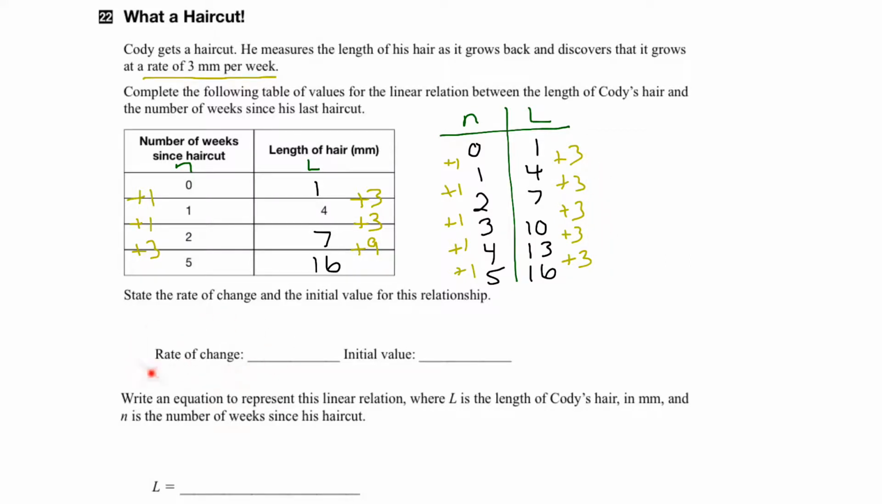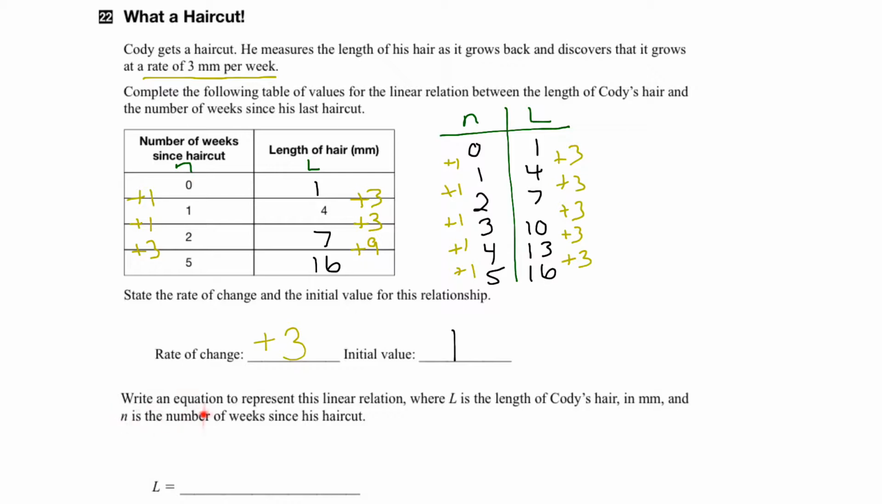So we know the rate of change. The rate of change is 3 millimeters per week. So we can write the rate of change is plus 3. Next, we have to determine the initial value. That initial value will be where we started. So right after the haircut, the height of the hair was 1 millimeter. So our initial value is 1 millimeter.